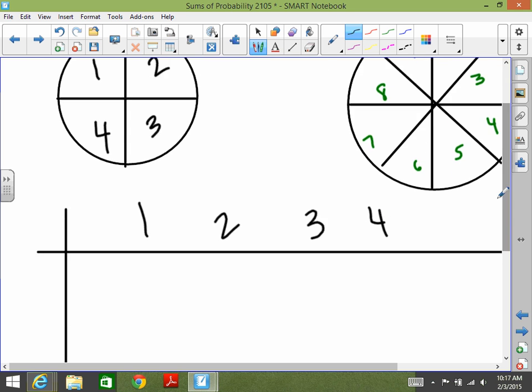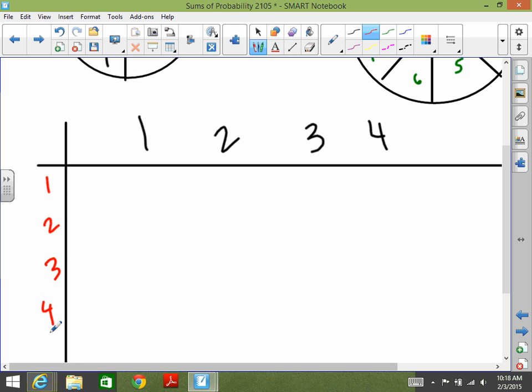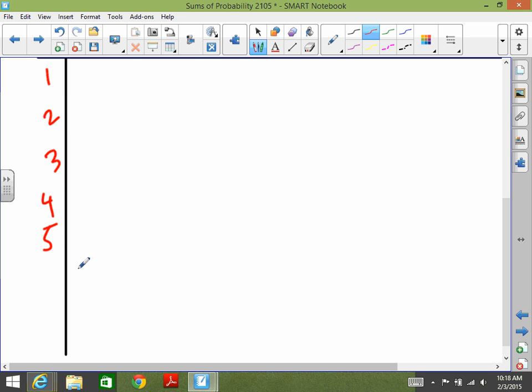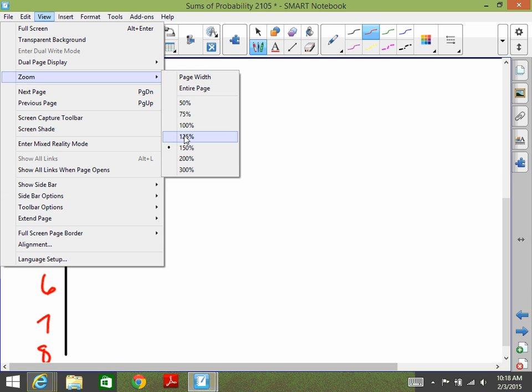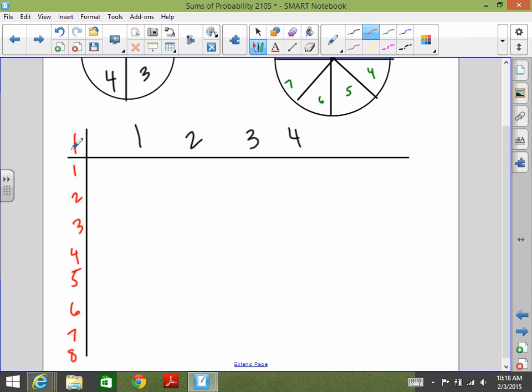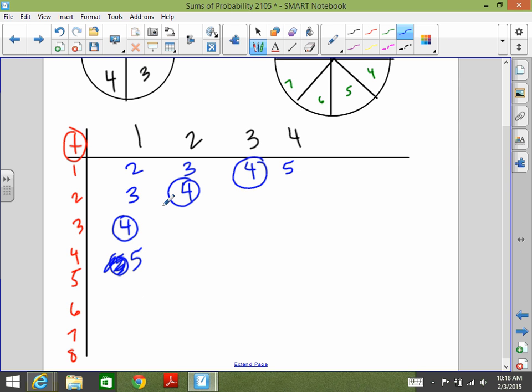And then down the side, I have to put 1 through 8. Okay? And I'm adding. 1 plus 1 gives me 2, 1 plus 2 gives me 3, 4, 5. I'm looking for 4s. 2 and 1, 3, 2 and 2. Do I need to keep going there? 3 and 1. Okay, don't need to keep going there. 4 and 1. Do I need to keep going anywhere down here? Nope. How many times did I get a 4?